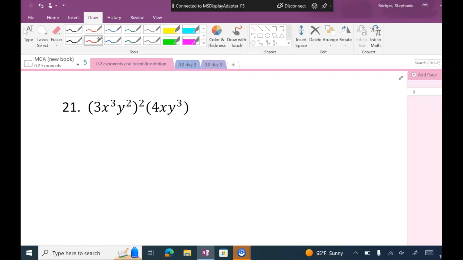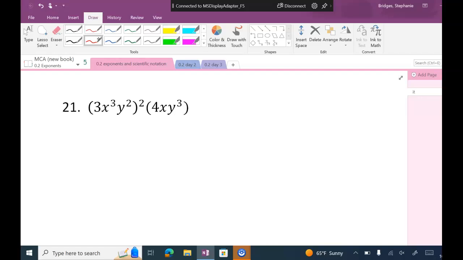That becomes 3 squared. That becomes x to the 6th. That becomes y to the 4th. And then I'm just going to write this. What is 3 squared? 9. Does this second parenthesis have an exponent on the outside of it? No, so I'm just going to bring that down.